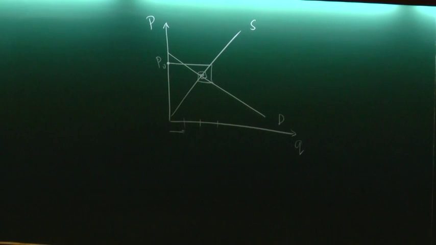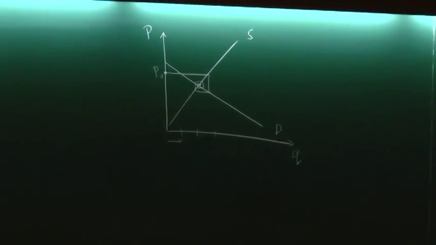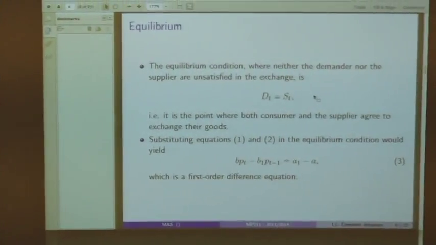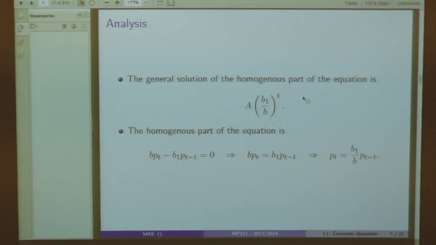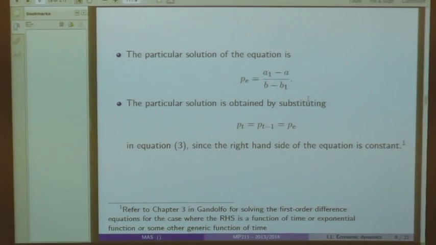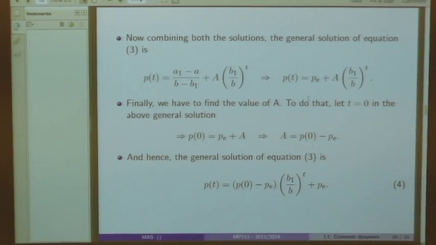Now this is simply solving a first order difference equation. If you equate demand and supply, you will get the exact solution for this equation, and the exact solution is given by this. So you can think of this equation.